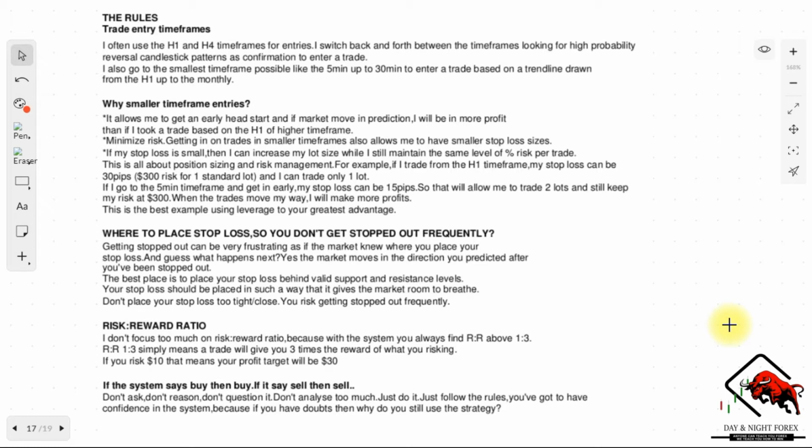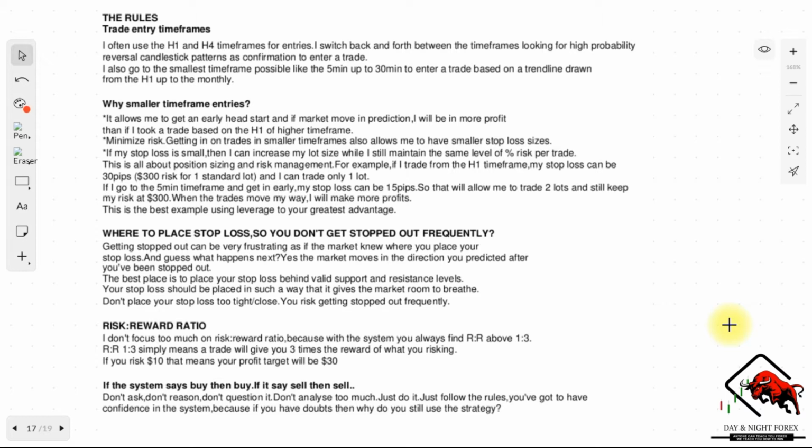For example, if I trade from the H1 time frame, my stop loss can be 30 pips, $300 that is being risked for one standard lot size, right? And I can trade only one lot. If I go to the 5 minute time frame and get in early, that means my stop loss can be 15 pips instead of the 30, so that's 50%.